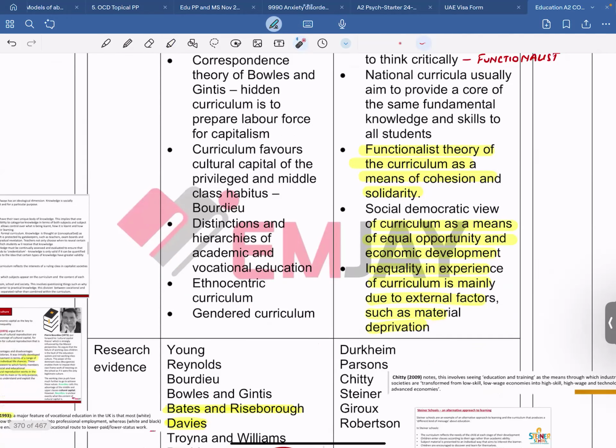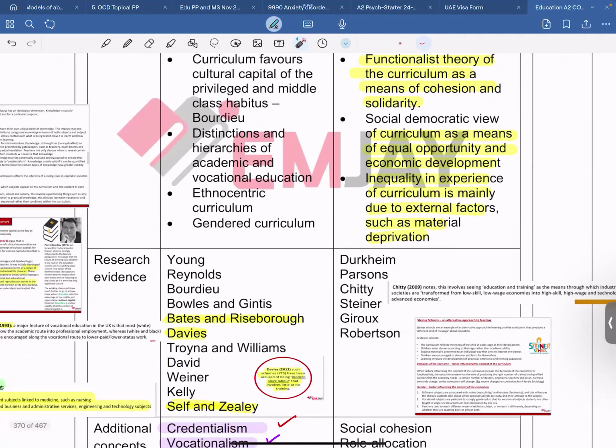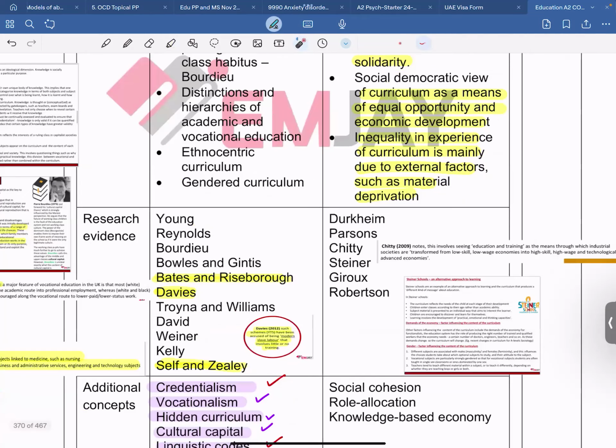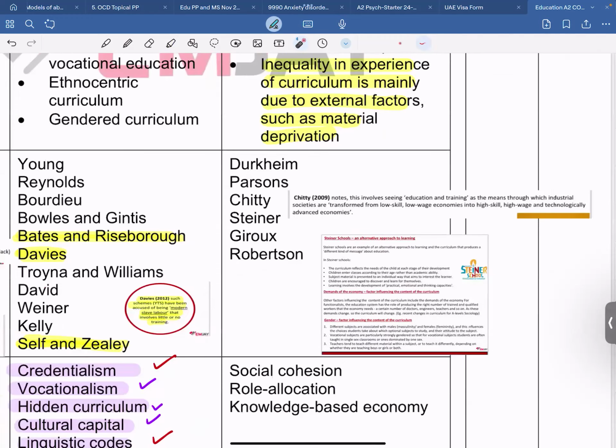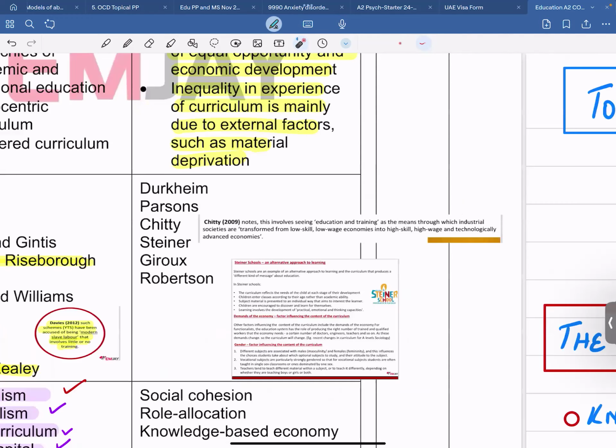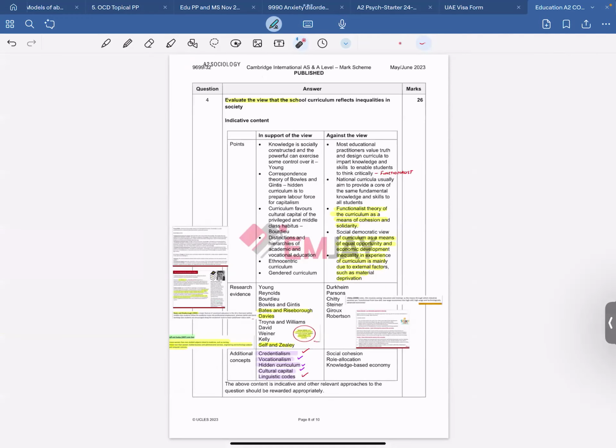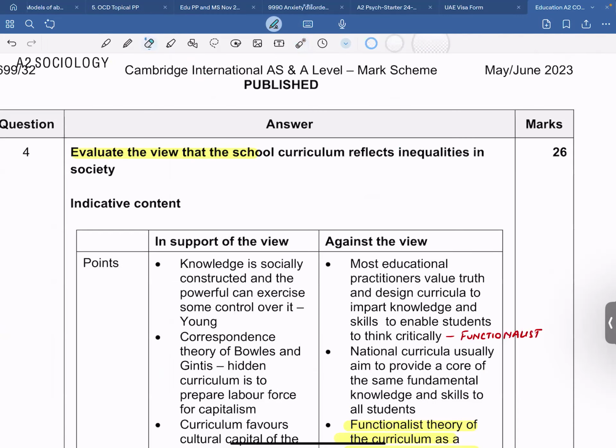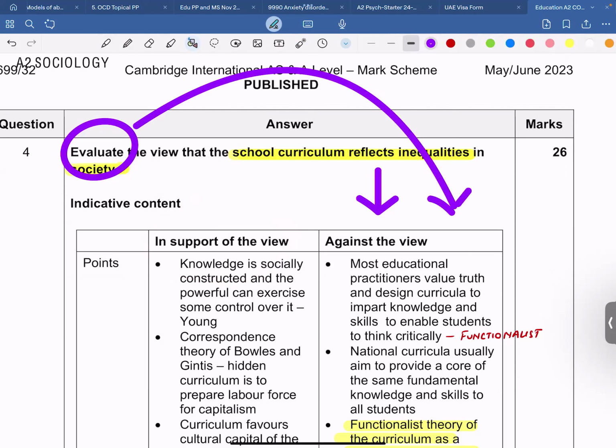Yes, you could write down about Durkheim, you could write down about Parsons. This is against the view. Getting back to what the view was, the statement over here was this: the school curriculum reflects inequalities. We've written down about this on the support side. Now we're evaluating this, we're scrutinizing this, and while scrutinizing this, we are writing down against this view.